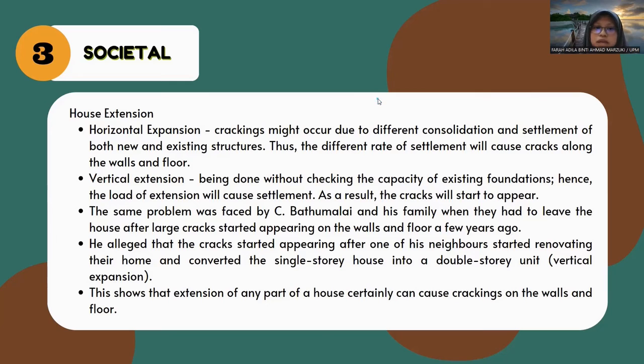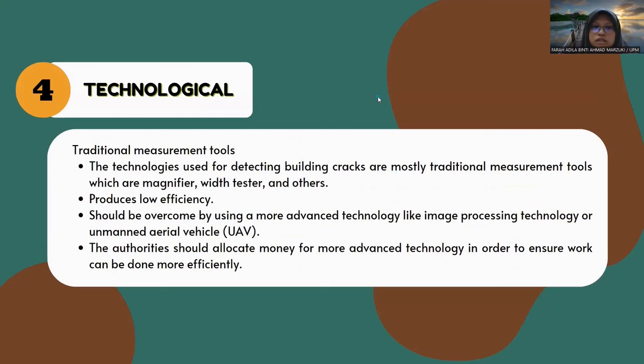The same problem was faced by Batumala and his family when they had to leave their house after large cracks started appearing. He alleged that the cracks started appearing after one of his neighbors did a vertical expansion. So this shows that extension of any part of a house certainly can cause cracking on the walls and floors. So the next one is the technological point of view.